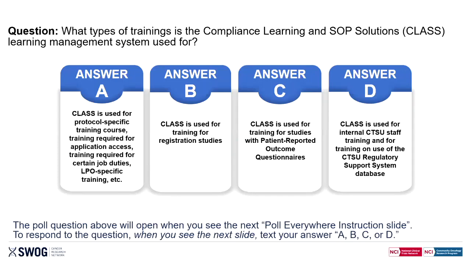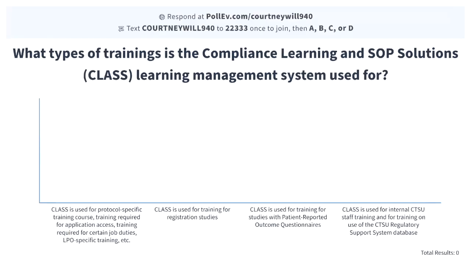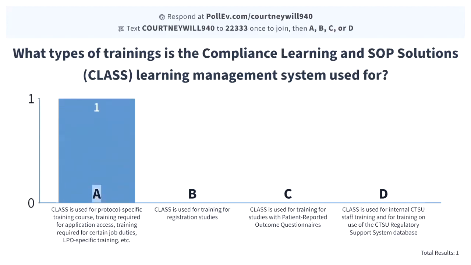Way to rebound. What types of trainings is the Compliance Learning and SOP Solutions class learning management system used for? Is it A, classes used for protocol-specific training courses, training required for application access, training required for certain job duties, LPO-specific trainings, etc.? B, classes used for training for registration studies. C, classes used for training for studies with patient-reported outcome questionnaires. Or D, classes used for internal CTSU staff training and for training on use of the CTSU Regulatory Support System database. Please enter your answers now.